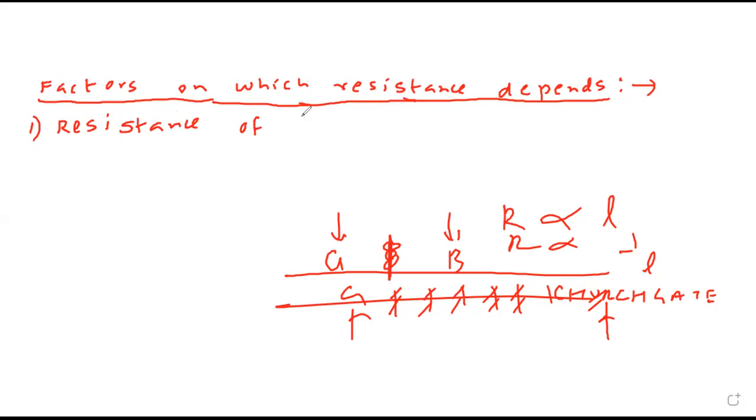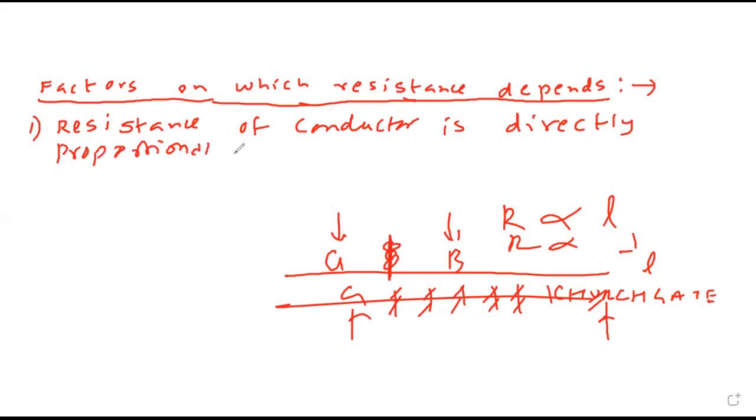Resistance of a conductor is directly proportional to length. That is, R is proportional to L.